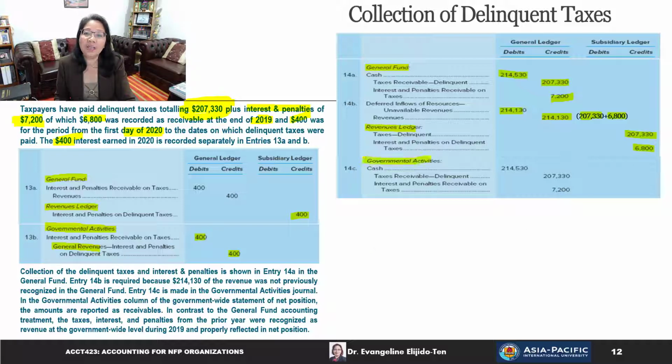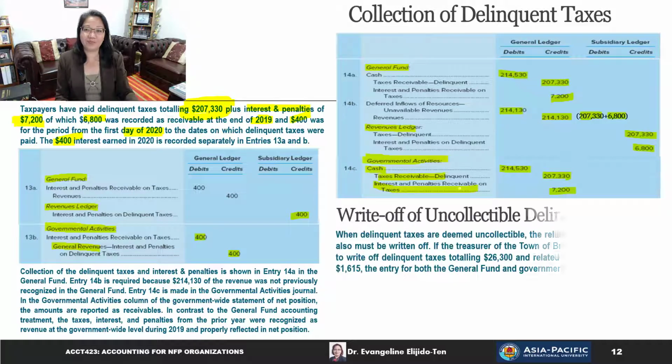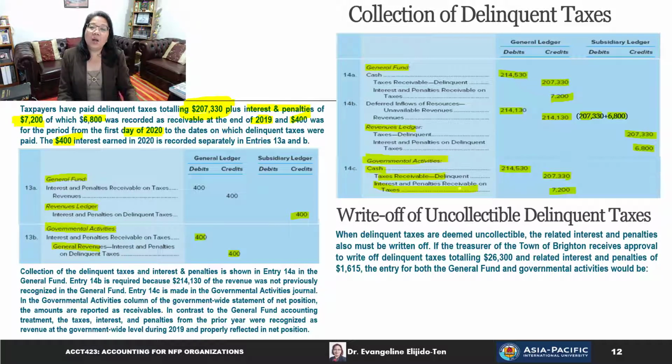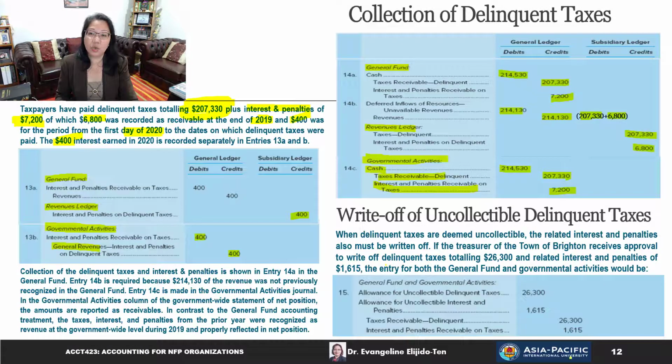Now, in the governmental activities, the journal entry would be debit cash for 214,530, the amount of cash they received, and credit taxes receivable delinquent, 207,330, and interest and penalties on receivable and taxes for the full amount of 7,200. All right. If we have to write off the uncollectible delinquent taxes, how do we journalize that?